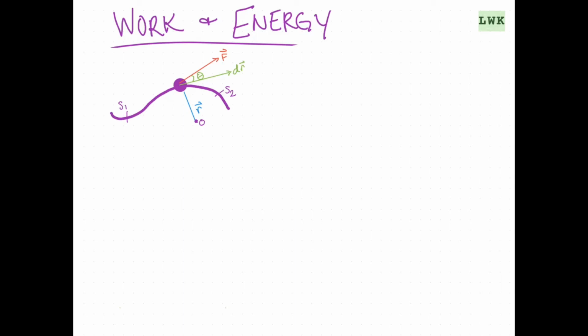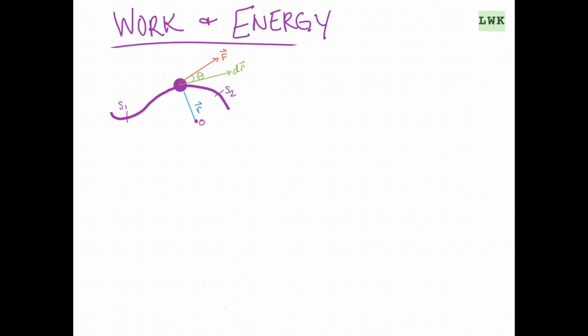We're going to look today at work and energy, three types of energy specifically: kinetic, potential, and elastic. So let's say we have a particle traveling along this curve from S1 to S2. We have an origin and a position vector r to the particle, and the particle has a force acting on it, force vector F. So dr in green is going to be tangent to the path at our angle theta.